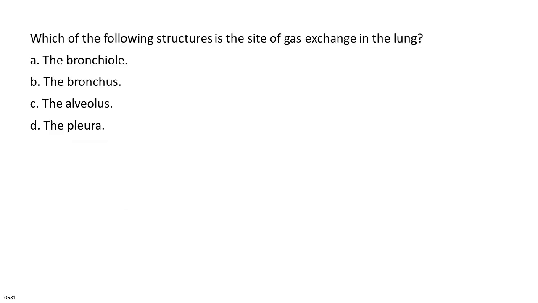Which of the following structures is the site of gas exchange in the lung? A. The bronchiole. B. The bronchus. C. The alveolus. D. The pleura.